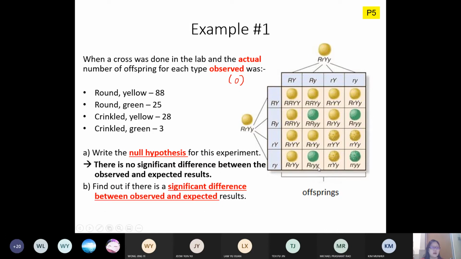So now that we have a null hypothesis to start off with, and we always start off with a null hypothesis, we can find whether there's a significant difference between observed and expected. Then we can decide whether to accept or reject this.